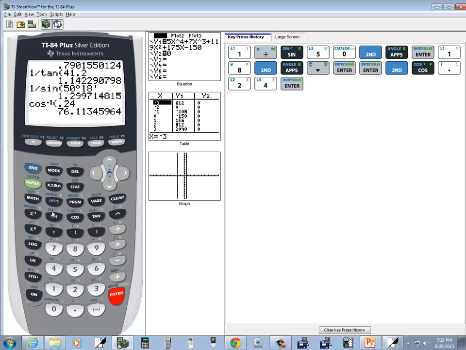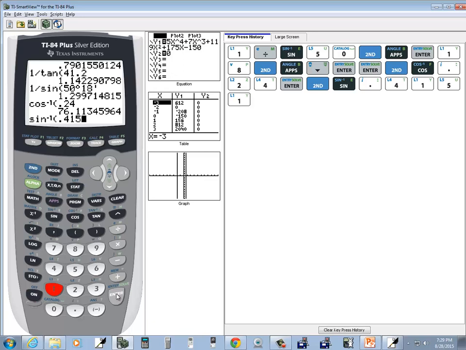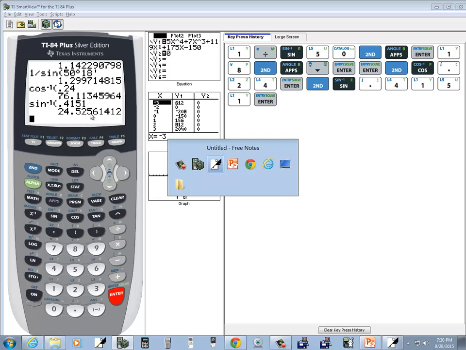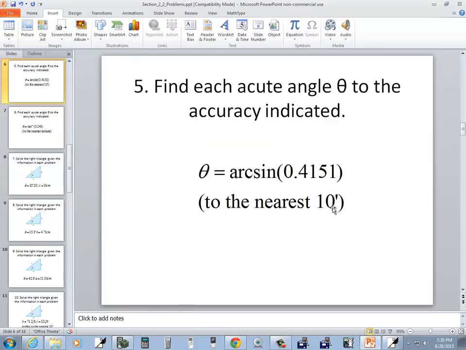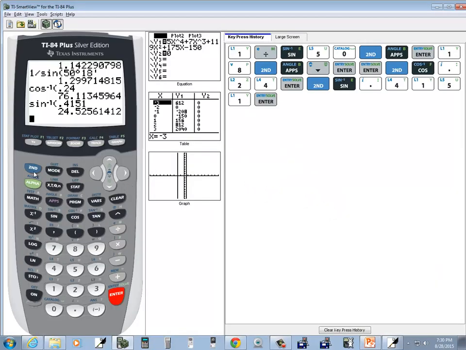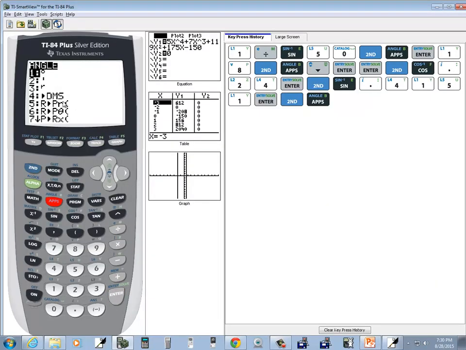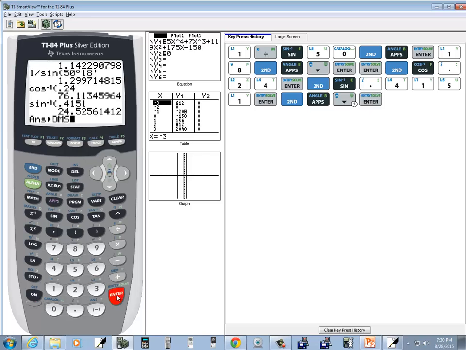I want to choose inverse sine, so I'm going to do second sine, and then 0.4151, and press enter. Now we get this in decimal form, but this says to take it to the nearest 10-minute mark. So if I now do second apps, I can choose this fourth option. That says that we're going to convert it to degrees, minutes, seconds. So if I do enter on that and enter again, then we get this.